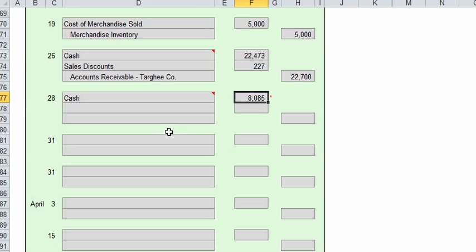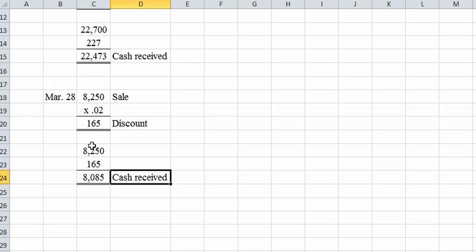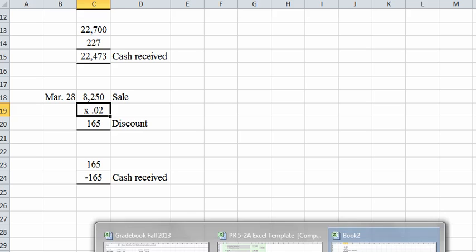Oh wait, what's the problem here? Looking back to the 19th, we've got to take into account the transportation charges. Let's go back. Okay, this number is incorrect. All right, now we calculate the discount, the sales price times 2%. We're not going to give them a discount on the transportation charges. But remember, we debited accounts receivable Vista for the $82.50 plus the $75 in two separate entries.